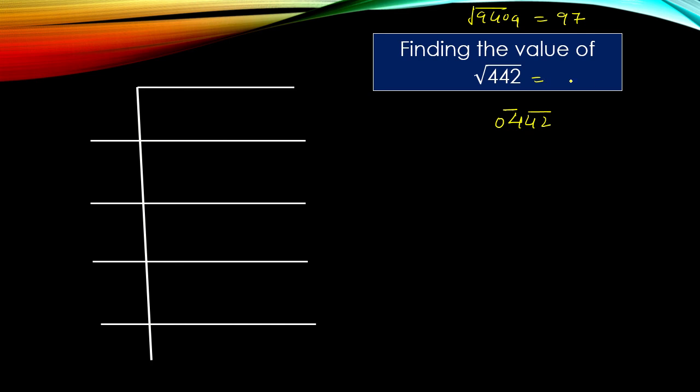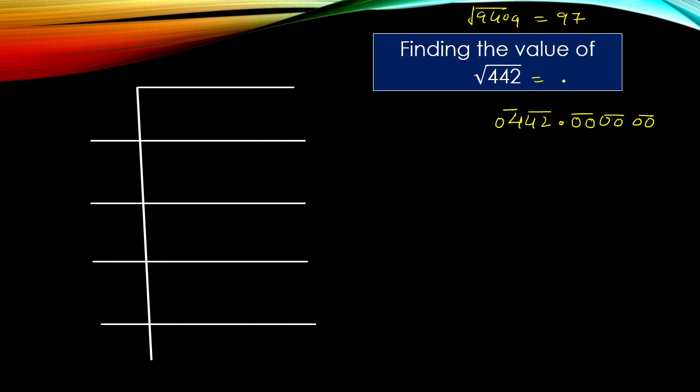If we are interested to get the result of the number up to 3 decimal places, we put a decimal here, so 442 remains 442, and after that we put 3 pairs of zeros. The number is not changing, but if we put a decimal here and after that place 3 pairs of zeros, we will definitely get the result of 442 up to 3 decimal places.